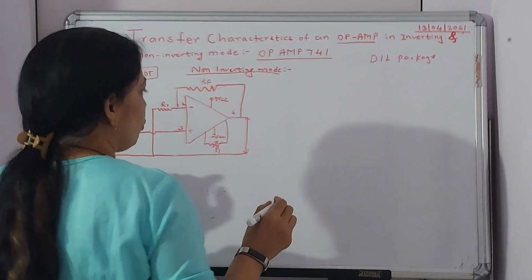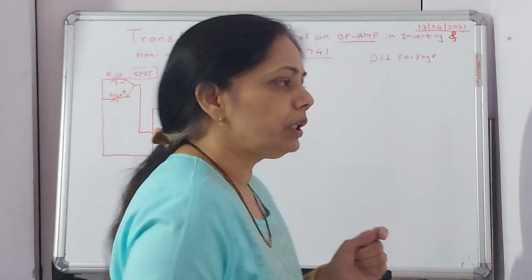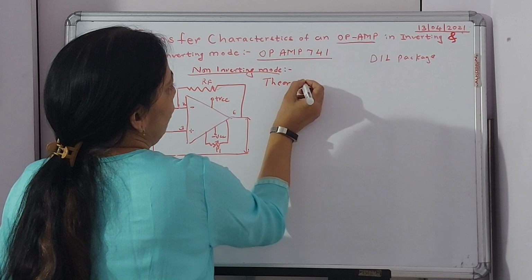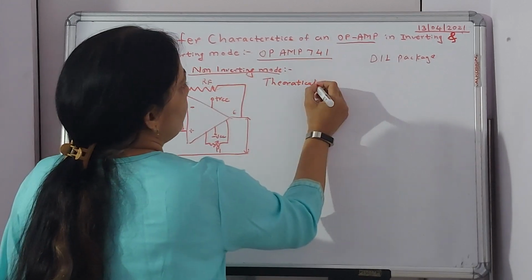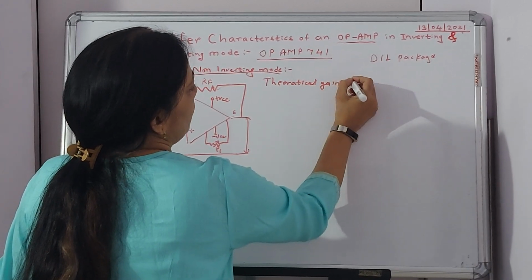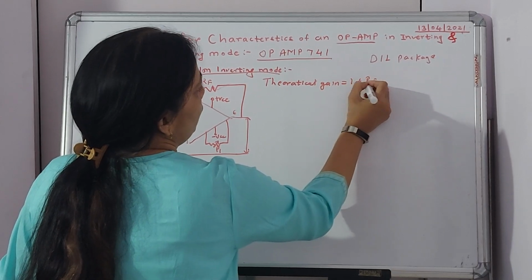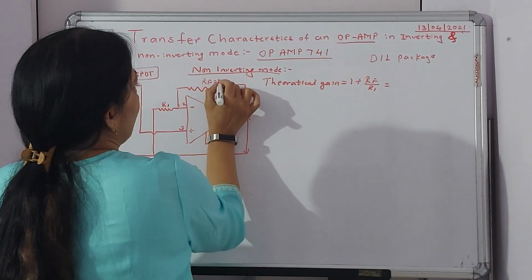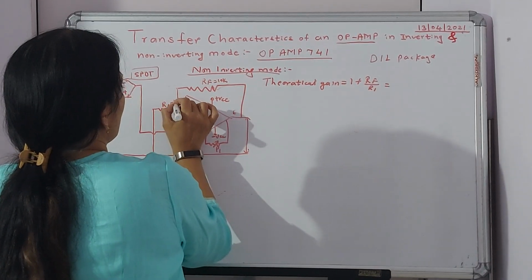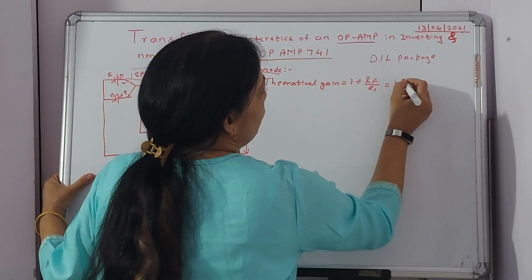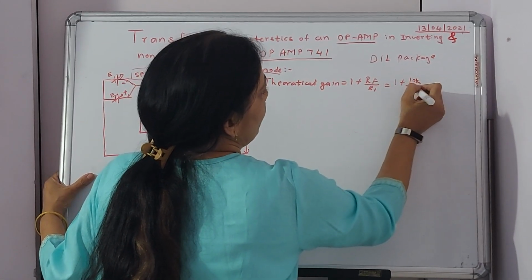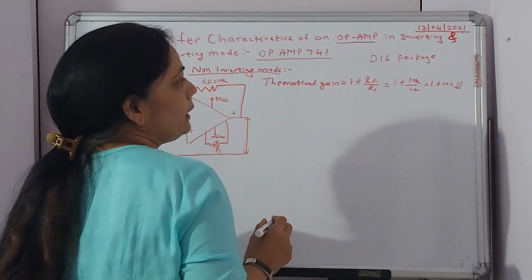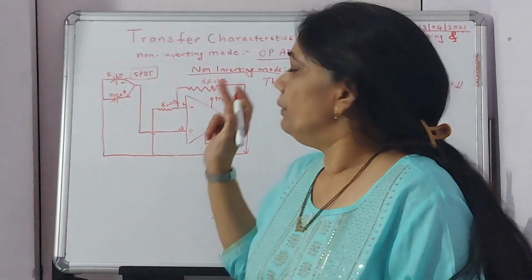What is my main job now? First, the formula I can see. Over here, the theoretical gain formula. What is the theoretical gain of this non-inverting mode? Theoretical gain formula is 1 plus RF divided by R1. RF is chosen to be 10K, and R1 is chosen to be 1K. So I can say 1 plus 10K by 1K will give me 1 plus 10, that is 11. So this is my theoretical gain of this non-inverting mode.